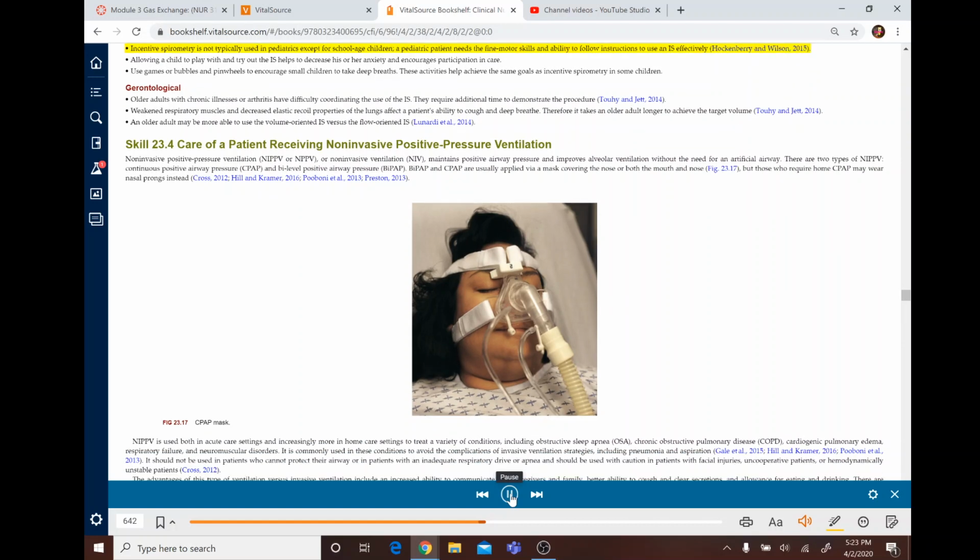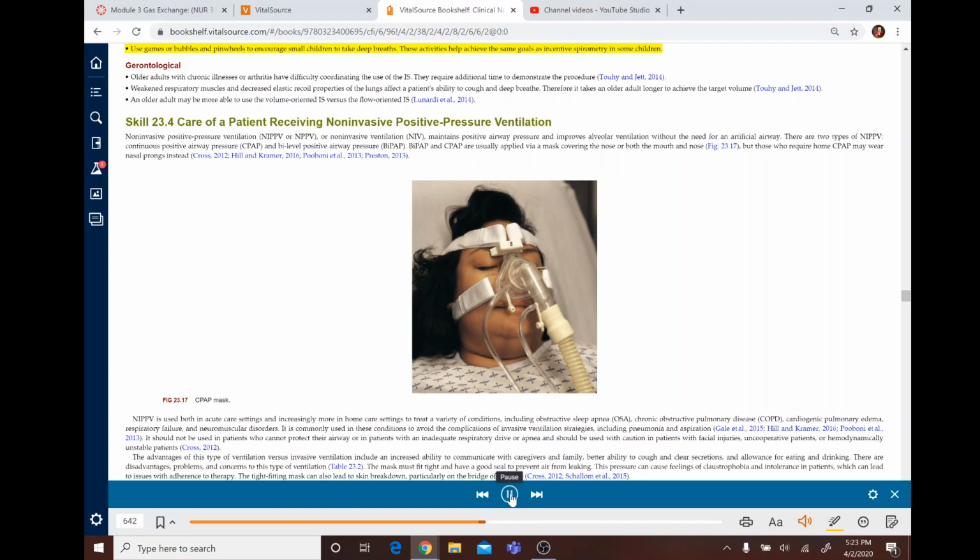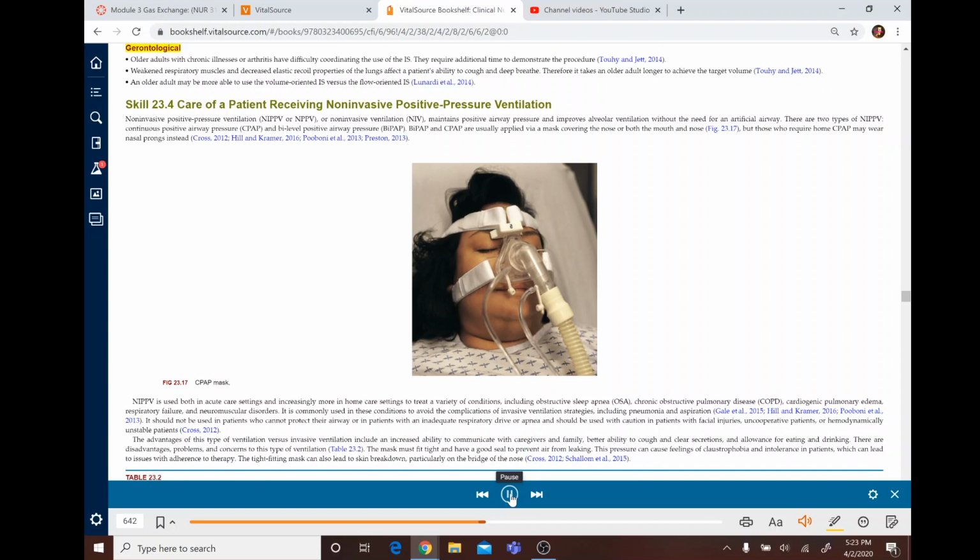Pediatric. Incentive spirometry is not typically used in pediatrics except for school-age children. A pediatric patient needs the fine motor skills and ability to follow instructions to use an IS effectively. Hockenberry and Wilson, 2015. Allowing a child to play with and try out the IS helps to decrease his or her anxiety and encourages participation in care. Use games or bubbles and pinwheels to encourage small children to take deep breaths. These activities help achieve the same goals as incentive spirometry in some children.